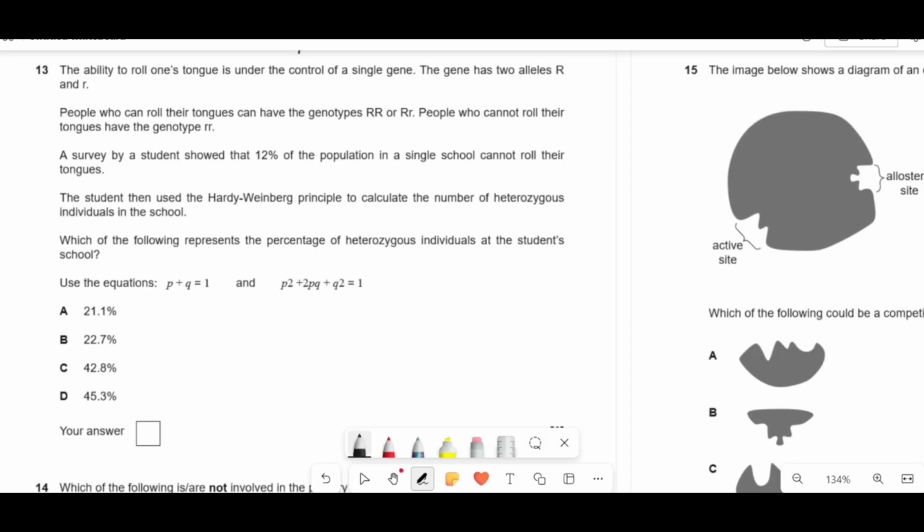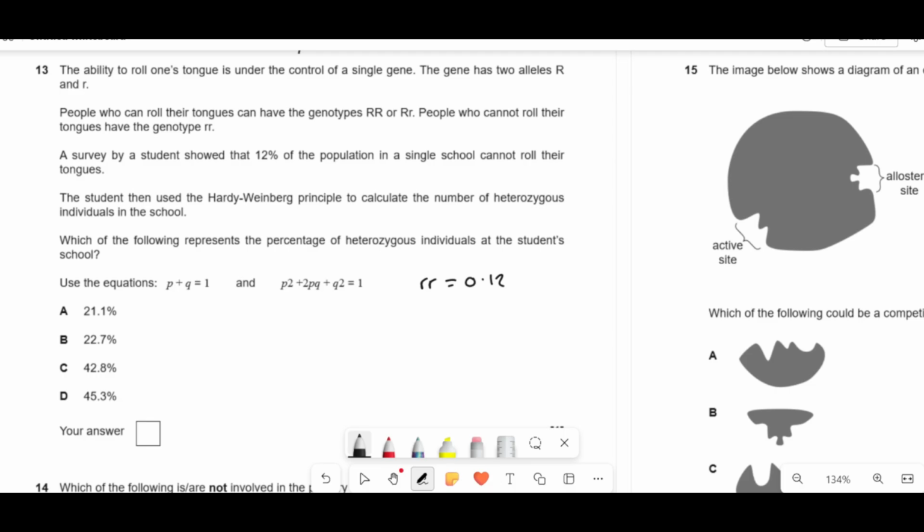The ability to roll one's tongue is under the control of a single gene. The gene has 2 alleles, big R and little r. People who can roll their tongues have the genotype big R, little r. People who cannot roll their tongues have little r, little r. A survey showed that 12% of a population in a school cannot roll their tongues. So that means little r squared is going to be 0.12 as a decimal, where 1 is the total, which is 100%. The students then use the Hardy-Weinberg principle to calculate the number that are heterozygous in the school.